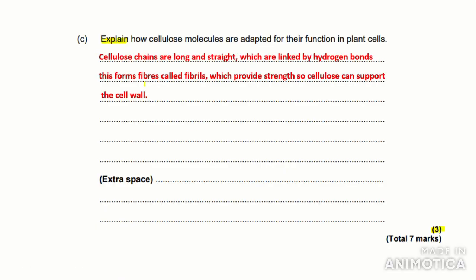So as we said earlier, cellulose chains are long and straight, which are linked by hydrogen bonds. That's something they like you to write. This forms fibres called fibrils, which provide strength so cellulose can support the cell wall.